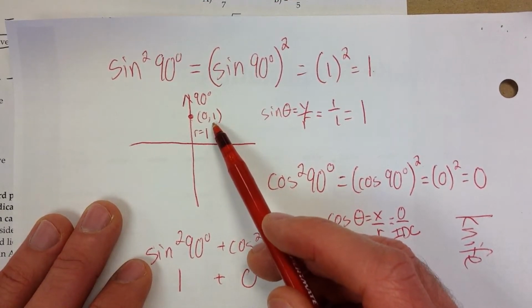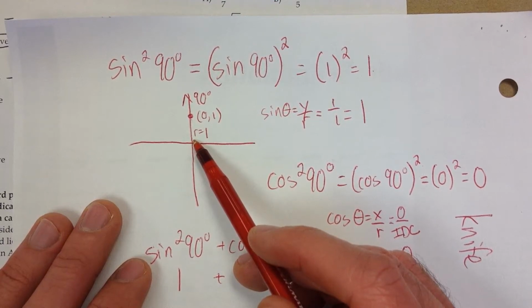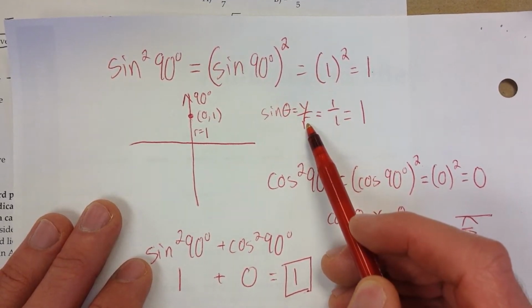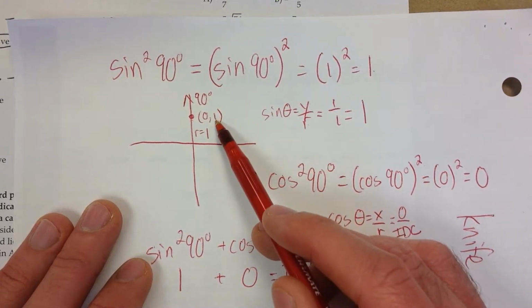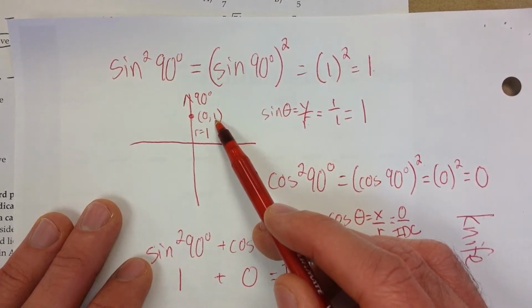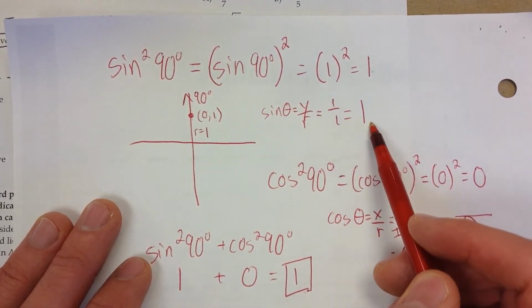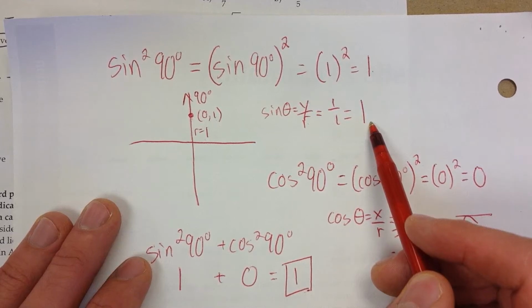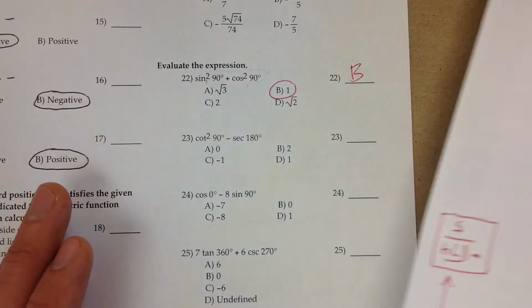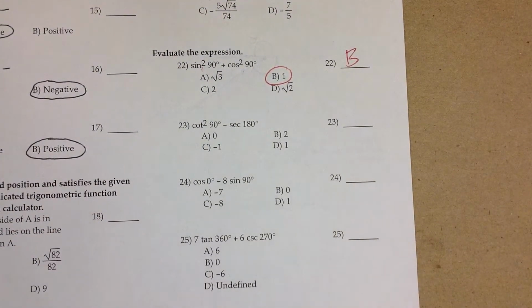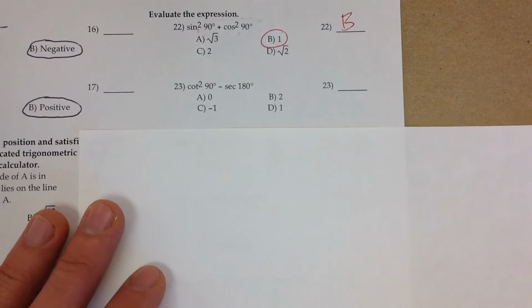If you use that choice, then the r, which is the hypotenuse, is just 1. Then you know, hopefully by now, that sine is y over r. So you look at the y coordinate, it's 1. And you look at the r, it's 1. So 1 over 1 is 1. Okay? Any other questions on 22? Okay.